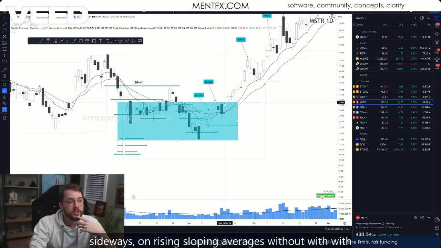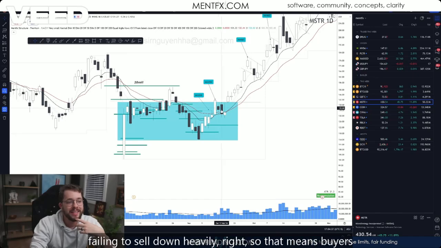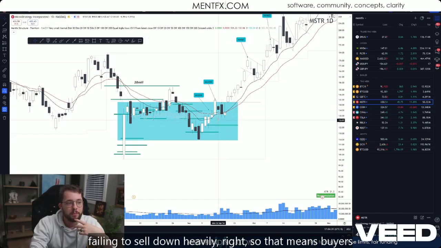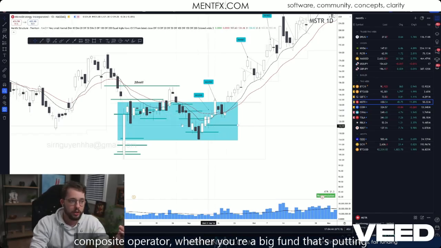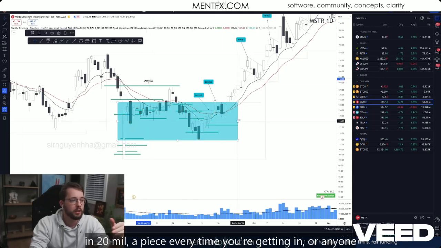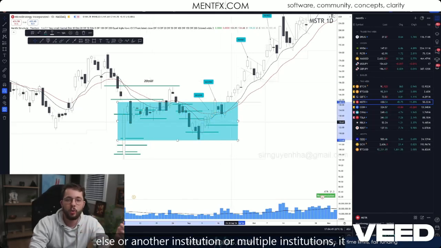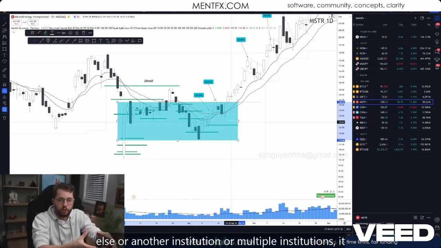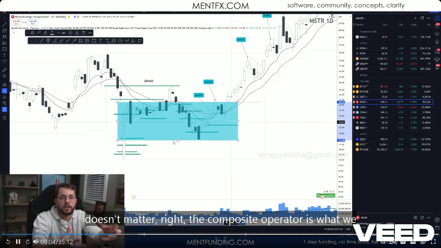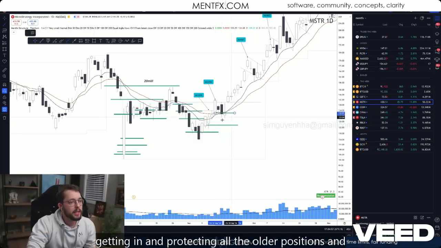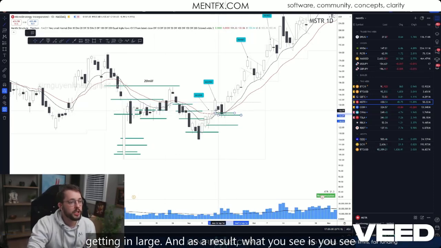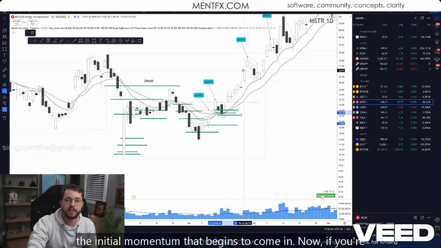And then as it goes sideways on rising sloping averages, failing to sell down heavily, that means buyers are still stepping in. What this represents is the composite operator, whether you're a big fund that's putting in 20 mil a piece every time you're getting in, or another institution, or multiple institutions, it doesn't matter. The composite operator is what we refer to. It means that the composite operator is now getting in and protecting all the older positions and getting in large. And as a result, you see the initial momentum that begins to come in.